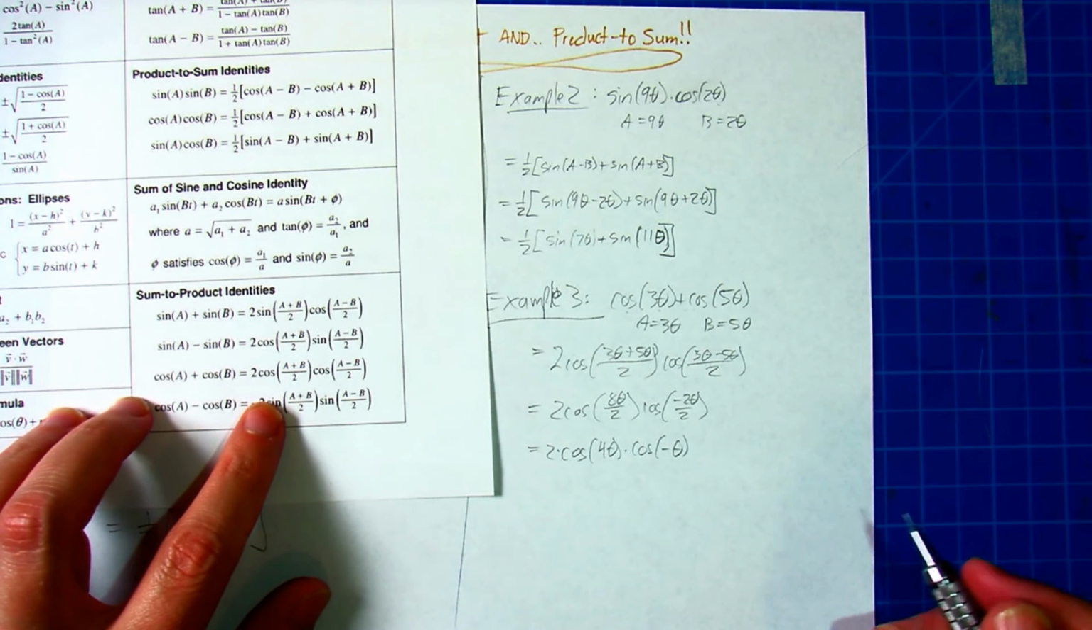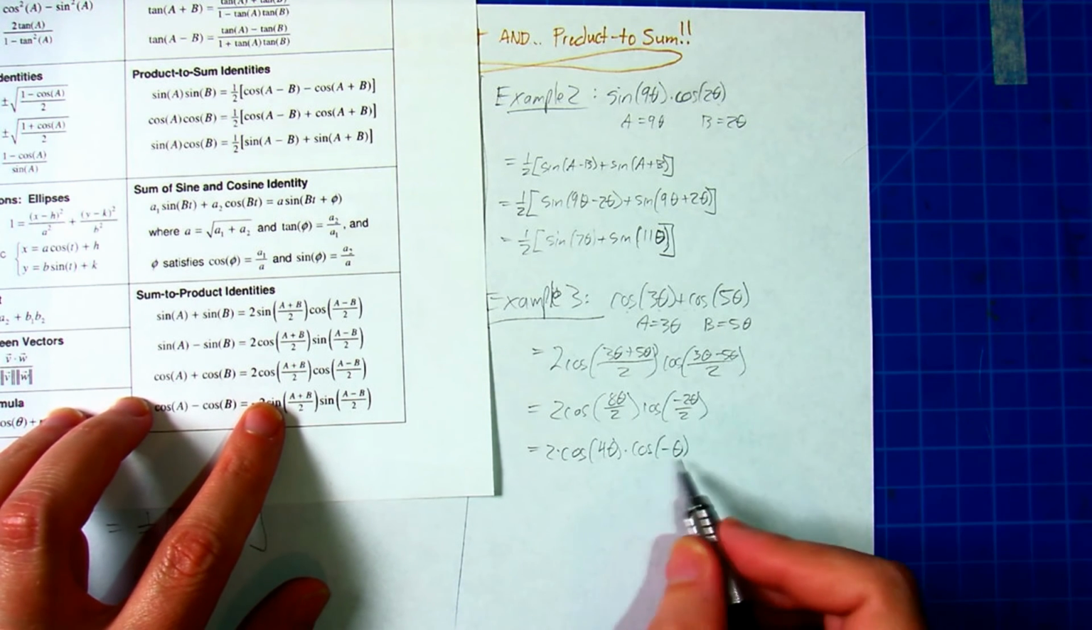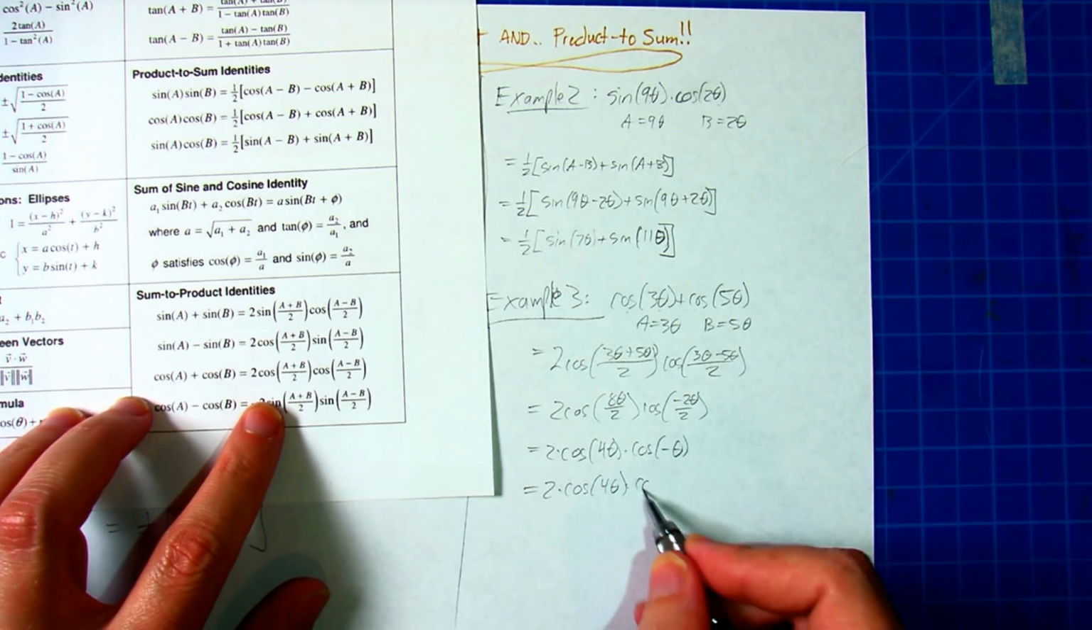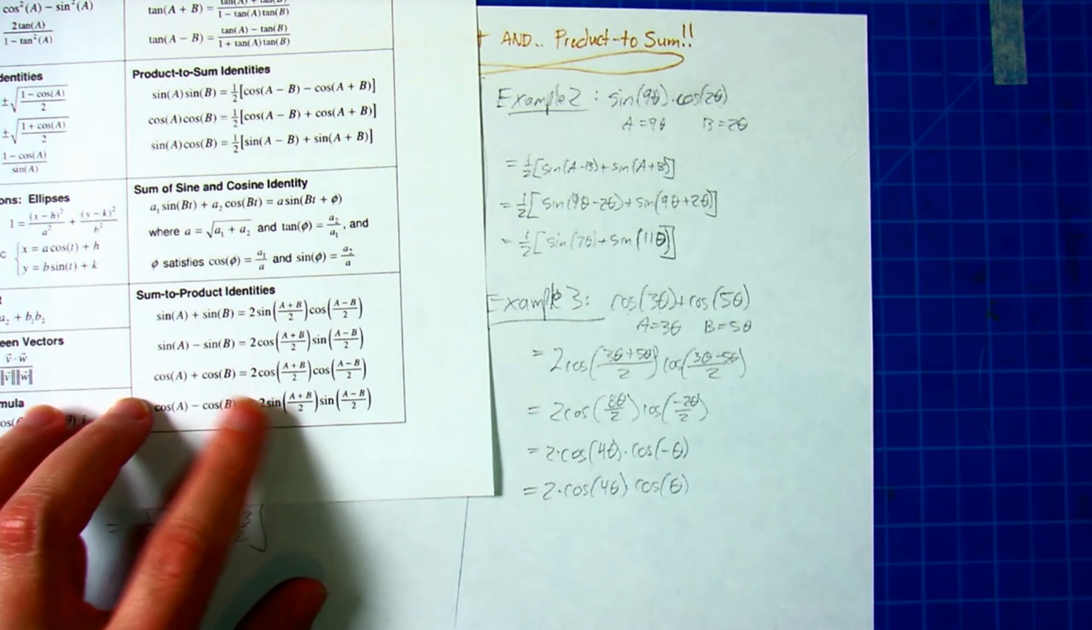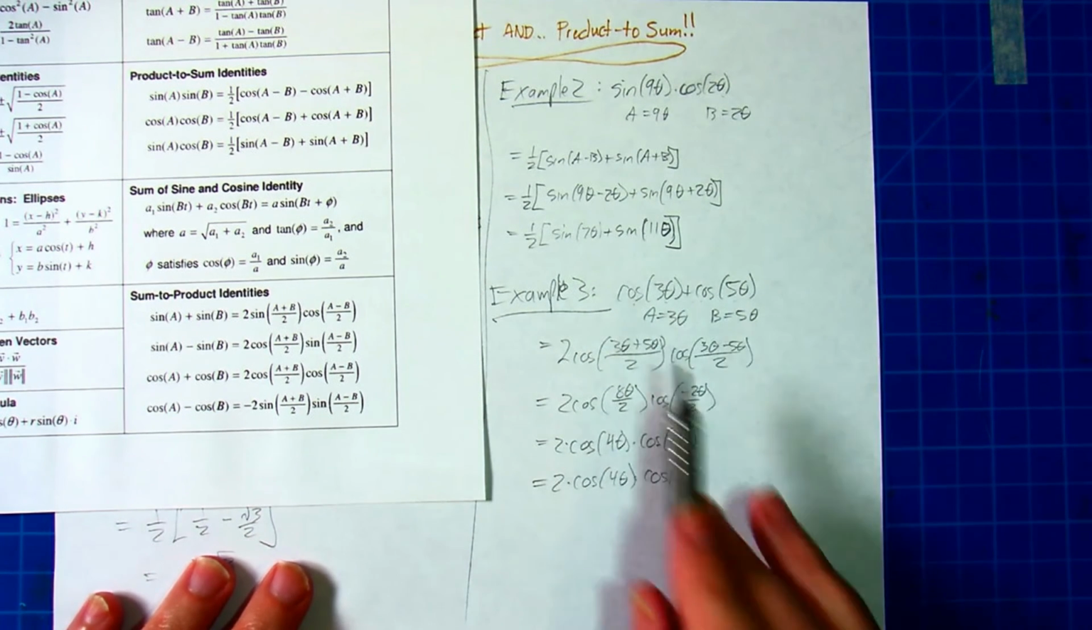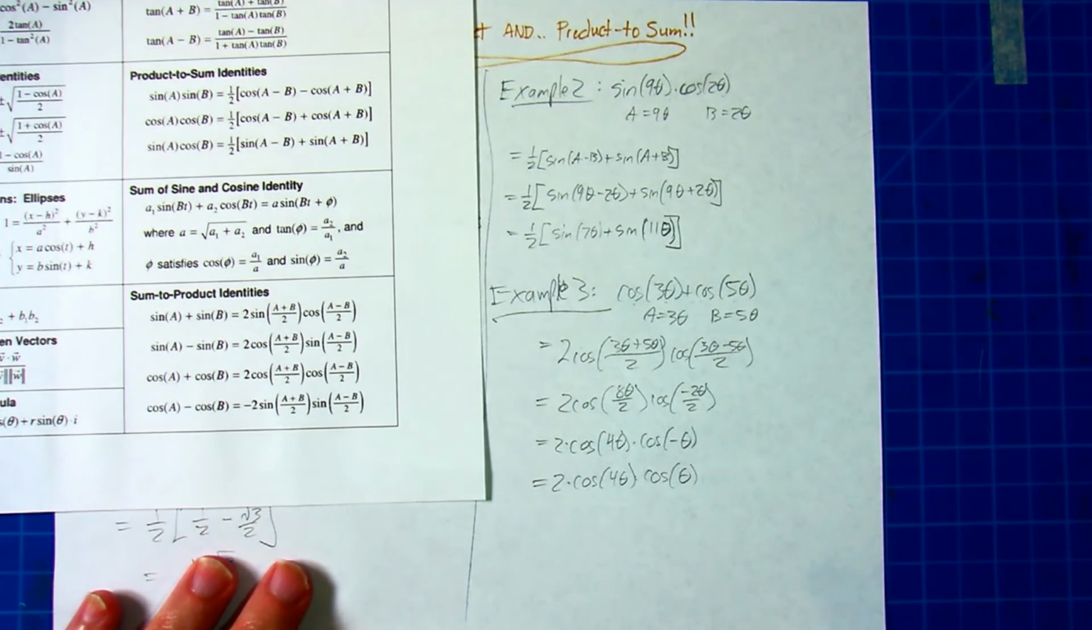Like so. But on the last step, don't forget that the cosine of negative theta is the same as the cosine of theta, because cosine is an even function. All the problems just work out like that. Just make sure you know what A and B are, put them in the formula correctly, simplify, and that'll be that.